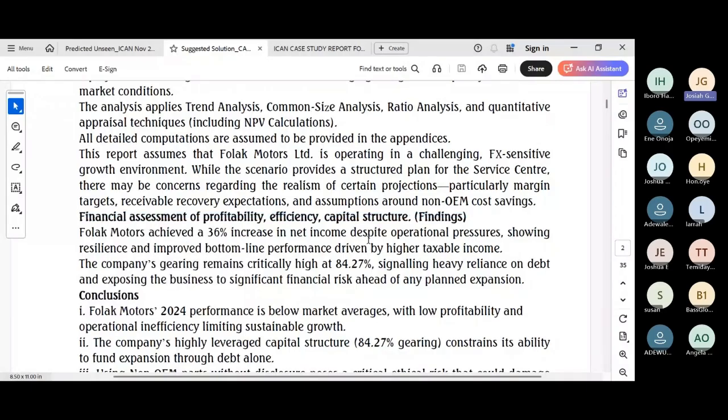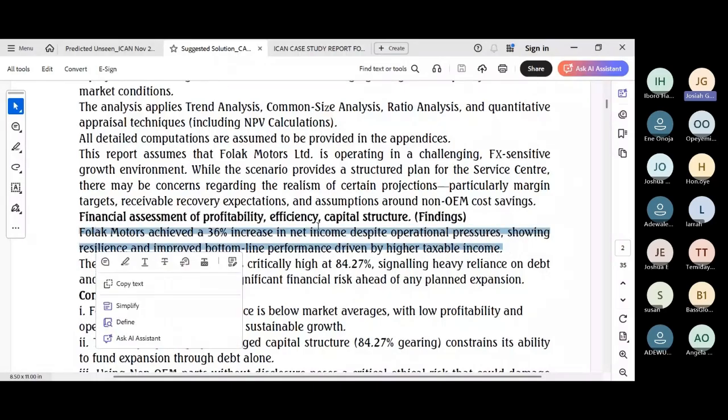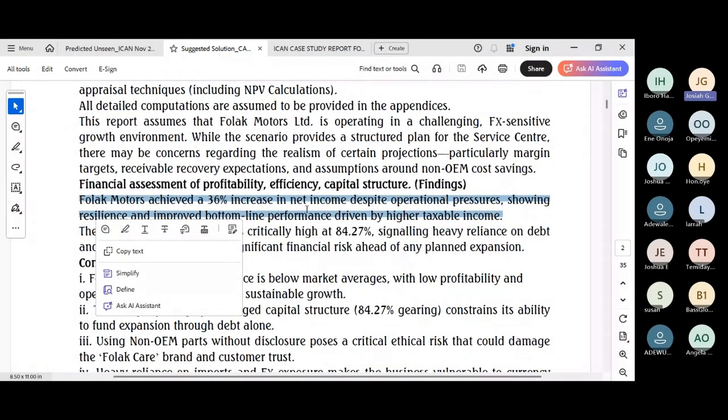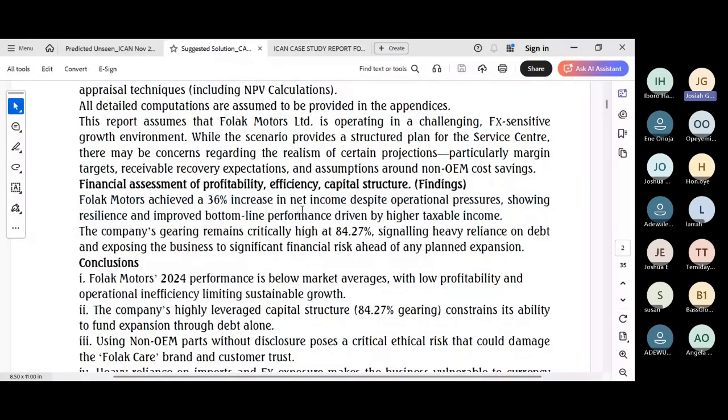So give 2 important and critical findings. Number 1, we said Folak achieved 36% increase in net income, which is very important for the board to know. You don't need to reference the appendix. The appendix is there for them to check. You can reference it in the body of the report, but don't reference any appendix in your executive summary.